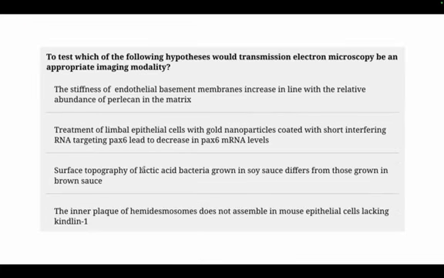For which of the following hypotheses would transmission electron microscopy be an appropriate imaging modality? Remember, transmission electron microscopy will give you basically an image of the interior of your sample. Surface scanning electron microscopy will give you an idea of the surface. It's to give you an image of the sample.